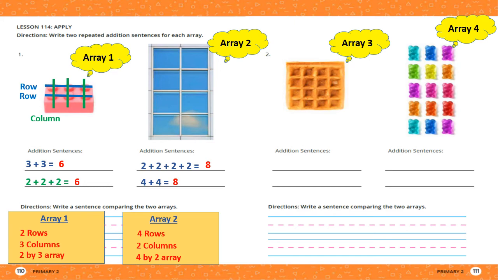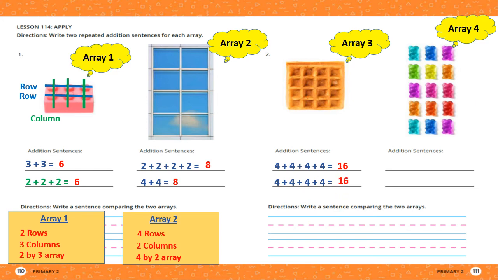The next one, let's add the rows. 4 plus 4 plus 4 plus 4 equals 16. Let's add by columns. 4 plus 4 plus 4 plus 4 equals 16 also.